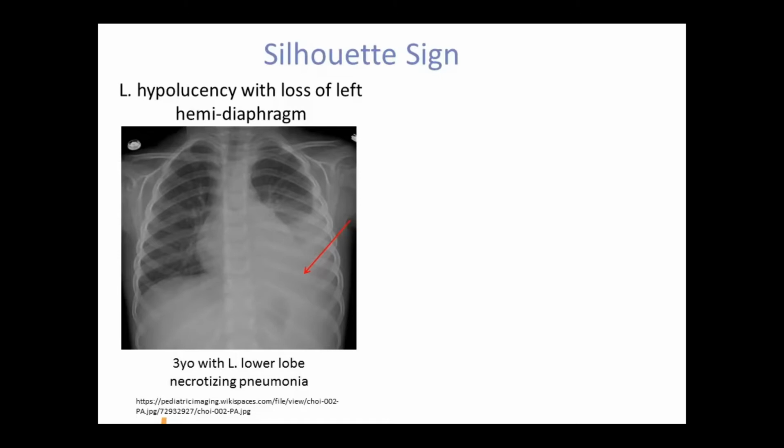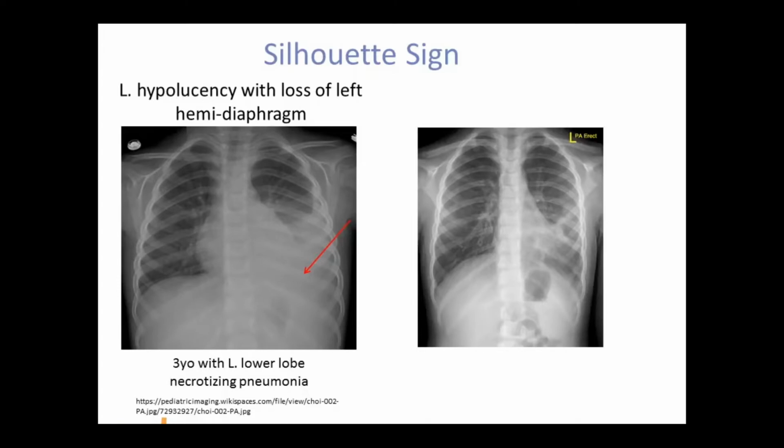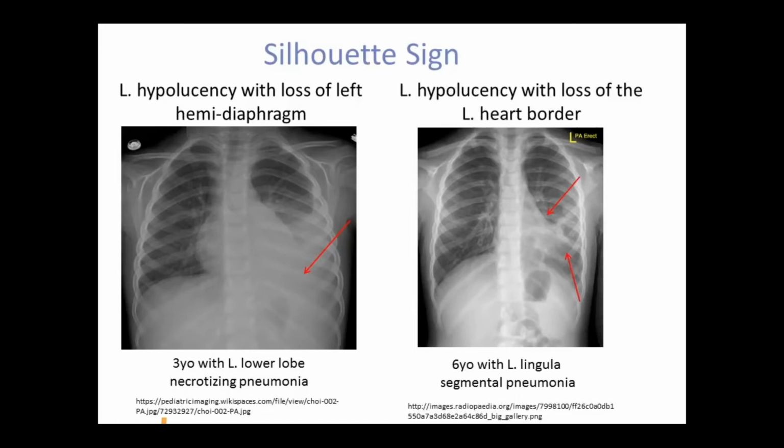Can you localize the infiltrate that is present on this chest X-ray? This patient has a left lingula segmental pneumonia, as indicated by the left hypolucency and loss of the left heart border.